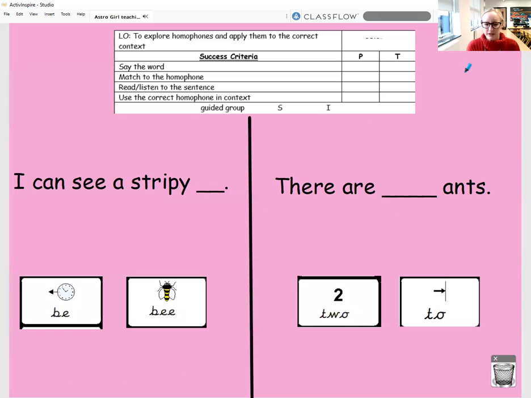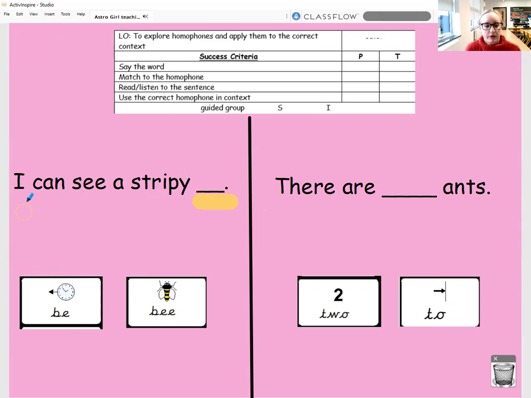Okay, so let's have a little look. I've got a couple of sentences here that I want us to just have a little think about. So you can have a go at reading these at home, and we're going to work out what goes in this gap here. And I've got the words below. So we're going to read the sentence, look at the two words, and pop the correct homophone in that sentence.